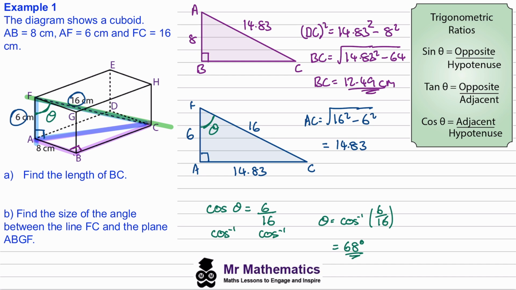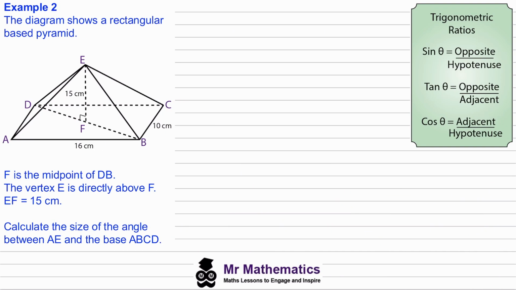Let's try example 2. So in example 2, we've been given a rectangular base pyramid. We're told that F is a midpoint of D to B, and the vertex E is directly above F, and this is 15 centimeters. We need to calculate the size of the angle between A to E and the base of our pyramid. So we need to have this right angle triangle E to F to A.